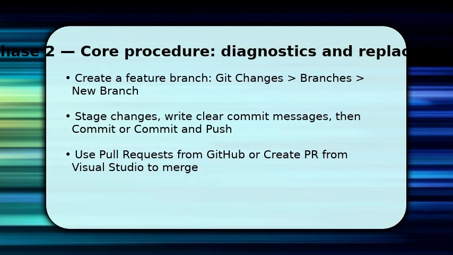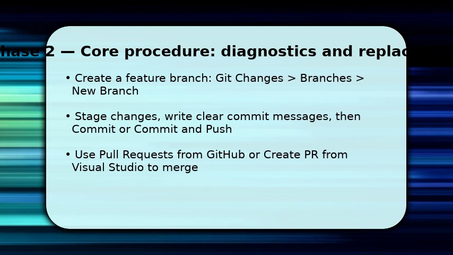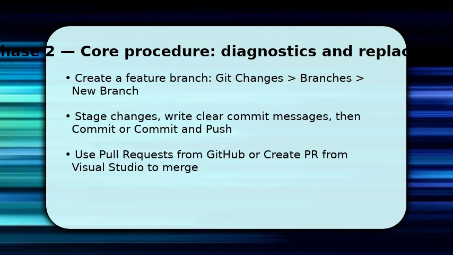You now manage changes with branches and commits. Create a feature branch from the Git Changes or Branches view so your work stays isolated. Edit files, then stage hunks or files and write concise commit messages explaining the why, not just the what. Once committed locally, push to origin to backup work and trigger CI.